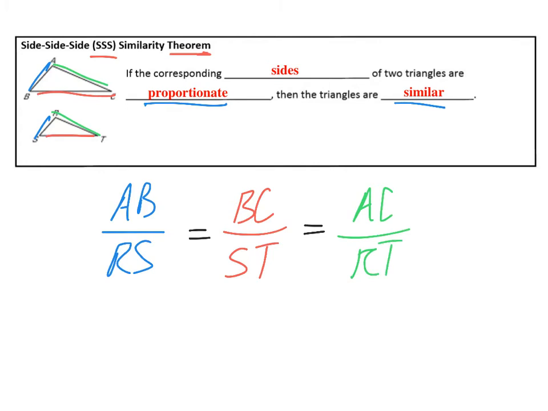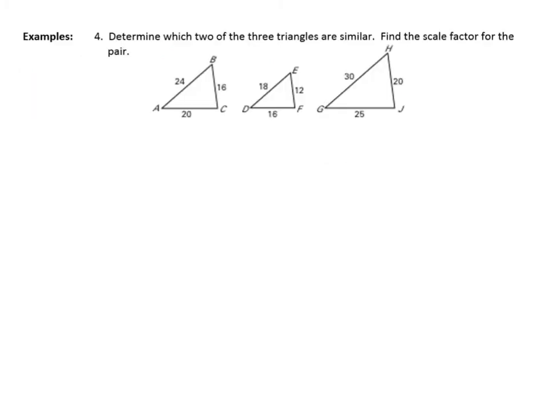Right, that's what I need to prove, that these ratios are equal. So for the next problem, I want to figure out which two out of these three triangles are similar and figure out what their scale factor is, which is going to be easy after I show that they are similar.